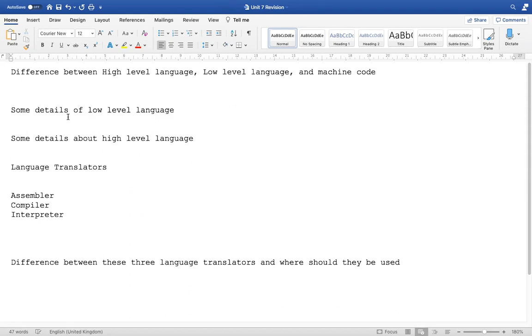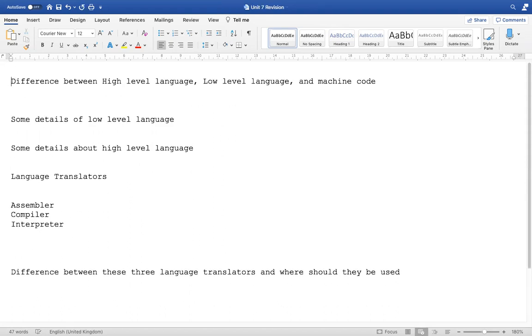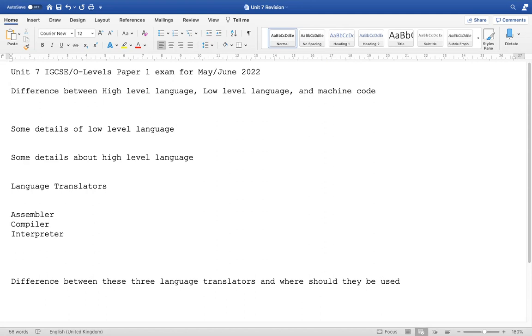Today we'll be beginning the discussion and the revision of Unit 7 in preparation for your IGCSE O levels Paper 1 exam for your May-June 2022 exam. So the agenda is that, first of all, we'll cover the entire syllabus for chapter 7, and hopefully we'll have enough time to go through a few questions as well, and then that will conclude our revision for chapter 7. Okay, first of all, let's go through the introduction of chapter 7.